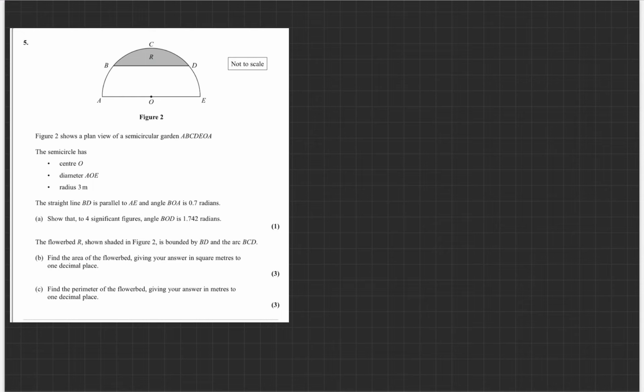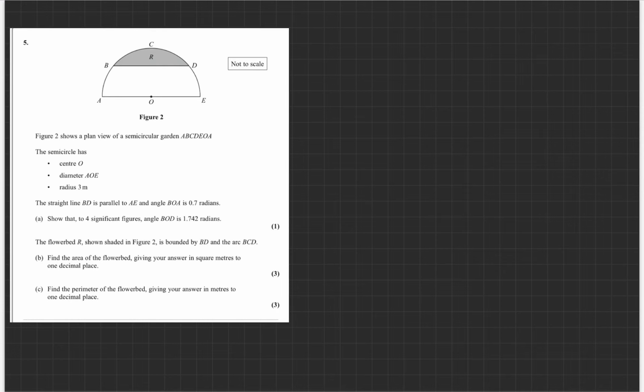Today we'll be doing question number 5 of the P1 Jan 2022 paper. Alright, so the first question gives us a nice figure of a semicircle. We have some details of this circle, which are the center, the diameter, and the radius, which is 3 meters. The question then says that the straight line BD is parallel to AE, and the angle BOA is 0.7.